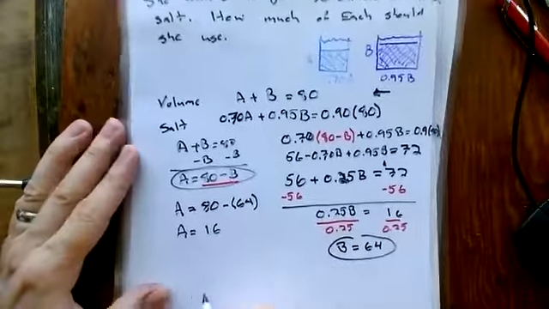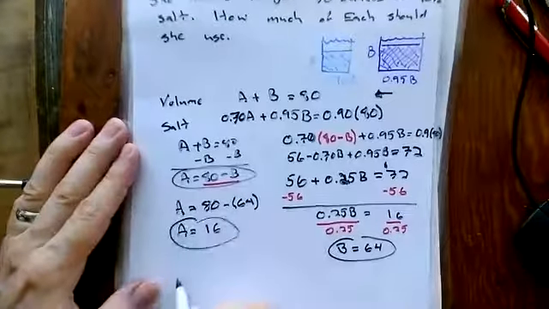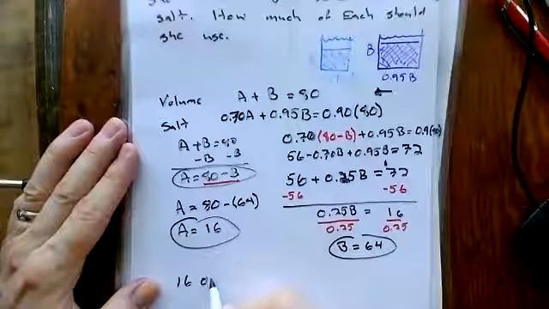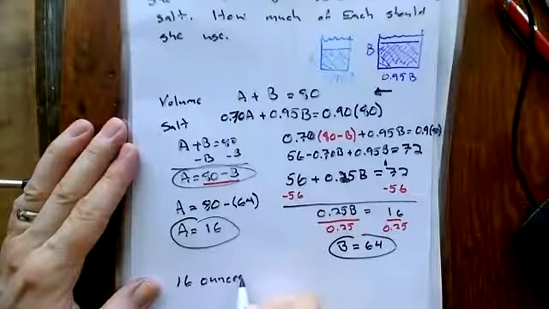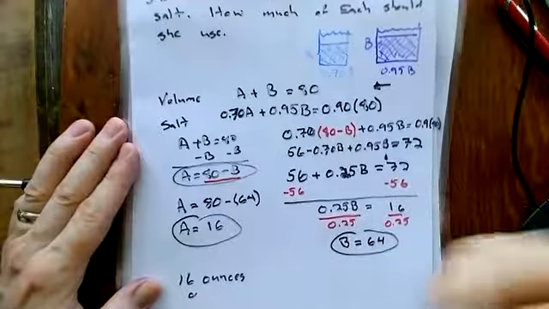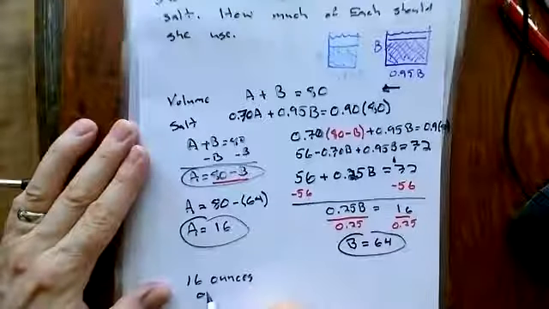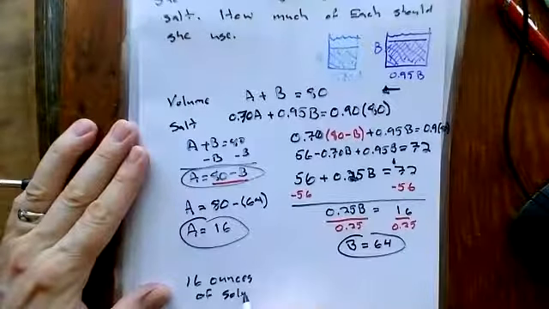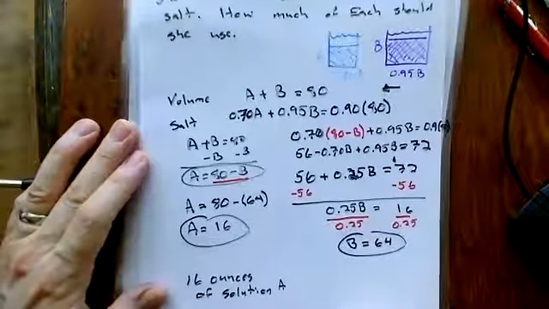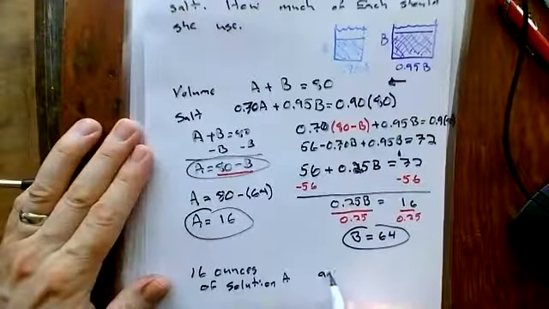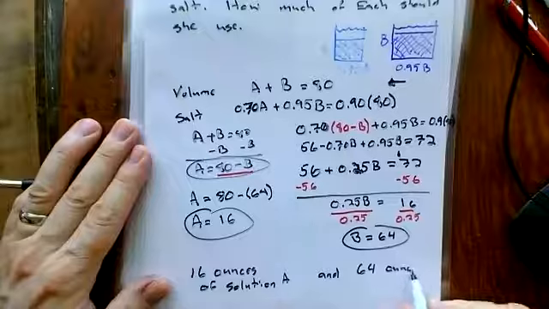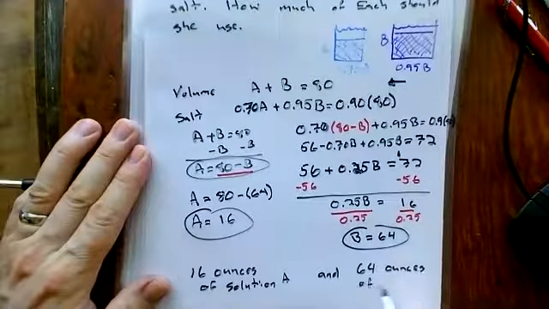So I'm going to have 16 ounces of solution A, and 64 ounces of solution B.